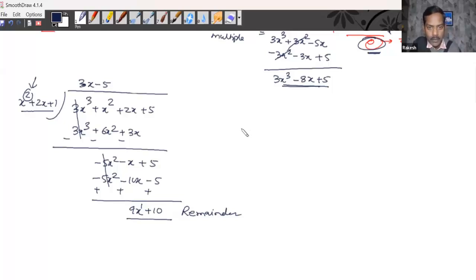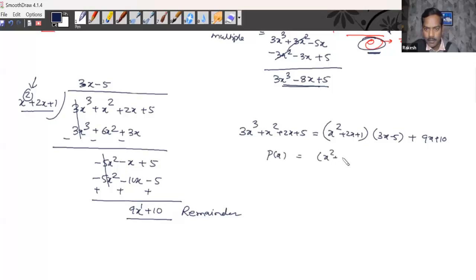So here we can say that the dividend, 3x cubed plus x square plus 2x plus 5, should be equal to what? The divisor, which is x square plus 2x plus 1, multiplied with the quotient, which is 3x minus 5, plus the remainder, right? So this is the format we'll be getting. So we can say that p of x is nothing but the divisor into some quotient, because this is also a polynomial, plus some remainder, which is also a polynomial, right guys? Fine. So this is a simple straightforward relation we are getting.